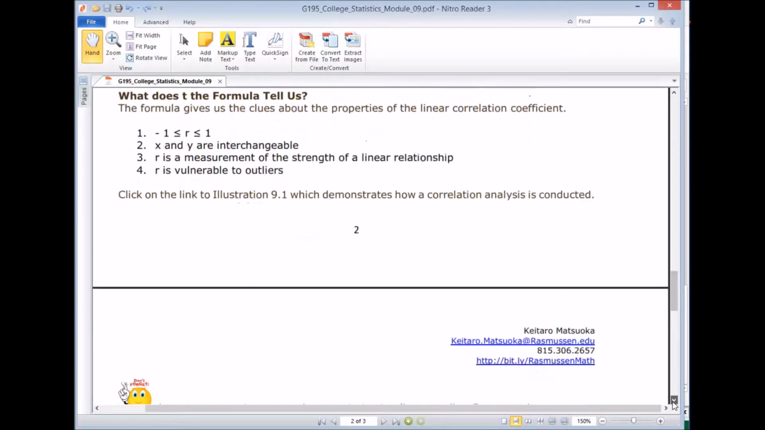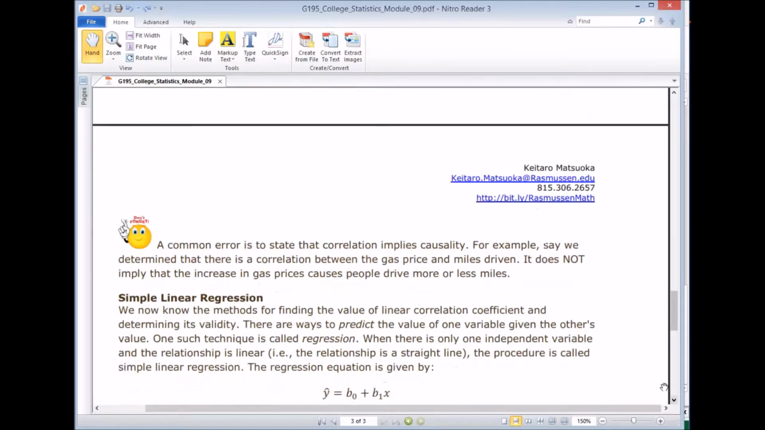The second part of this module is, before I go ahead, there's a common error. It says that the correlation implies causality. It doesn't mean that. For example, say we determine that there's a correlation between the gas price and miles driven by consumers. It does not imply that the increase in gas prices causes people to drive more or less miles. So even if there's a correlation, that doesn't mean it causes something else to happen. You should keep that in mind.